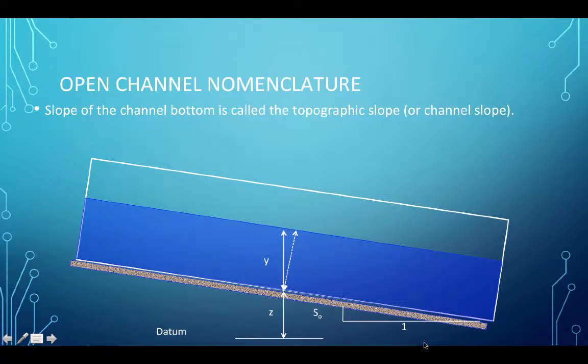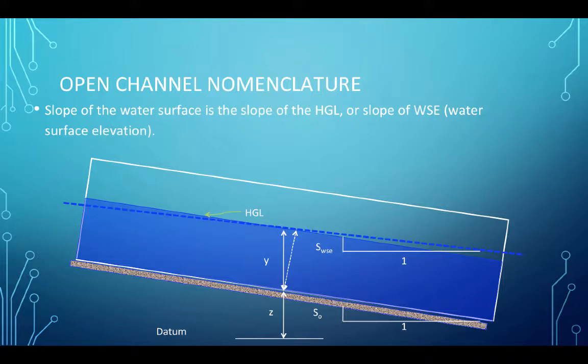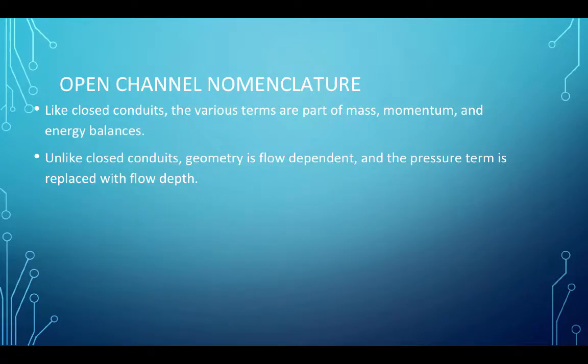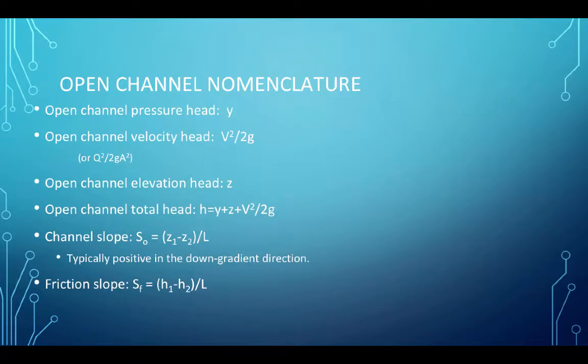The bottom slope of the channel, the typical nomenclature, is S sub 0. The slope of the water surface elevation, which coincides with the hydraulic grade line, I'm calling S sub WSE for the slope of water surface elevation. And the energy grade line, its slope shown here by the red dashed line, is S sub f, also called the friction slope. Like closed conduits, the various terms are parts of mass, momentum, and energy balances. Unlike closed conduits, the geometry is extremely flow dependent, and the pressure term becomes replaced with flow depth.